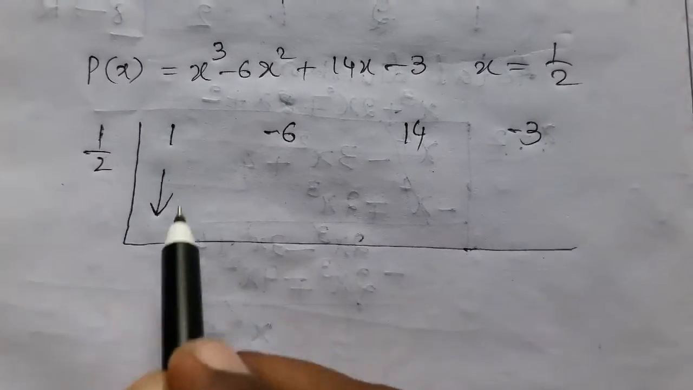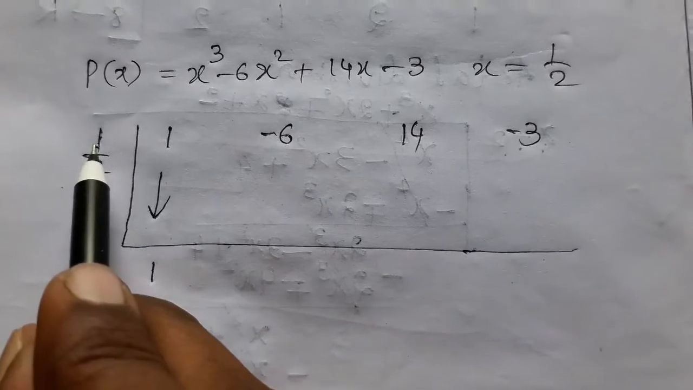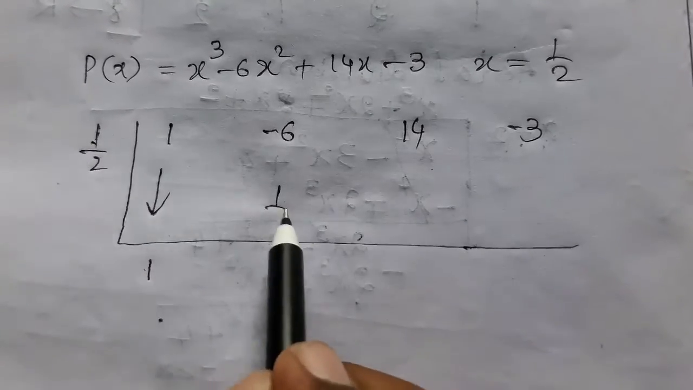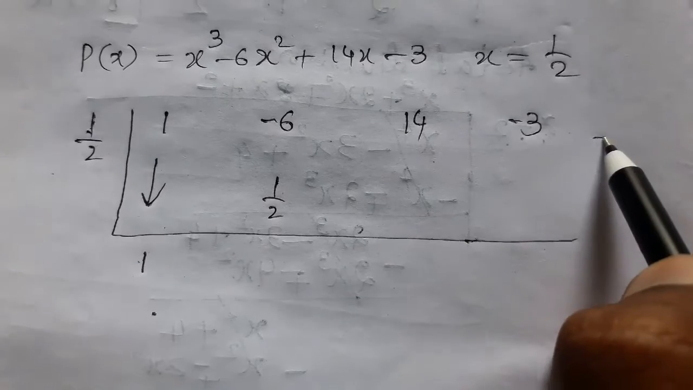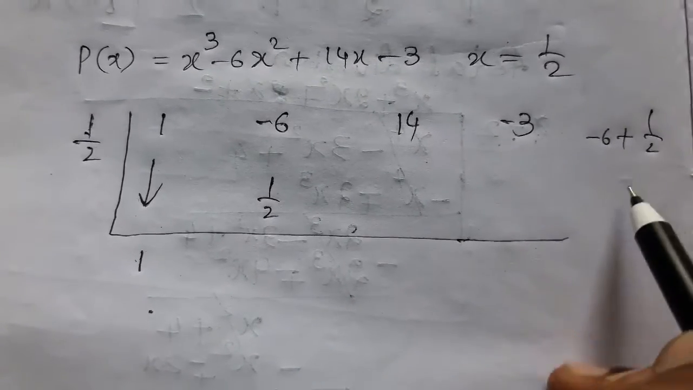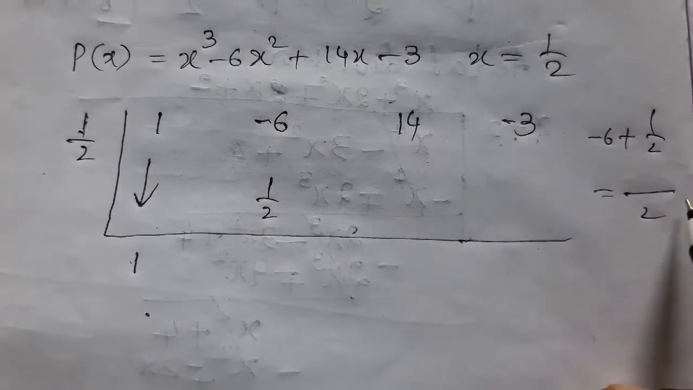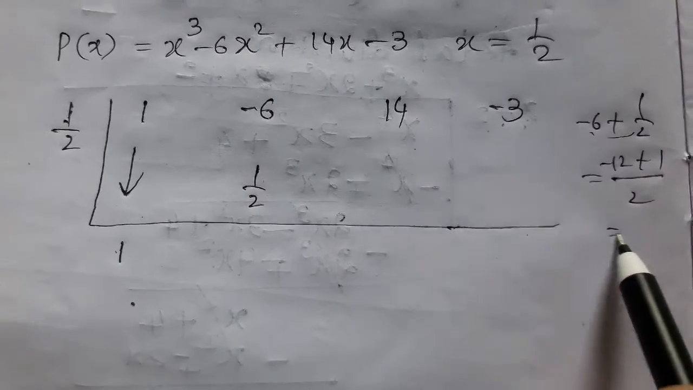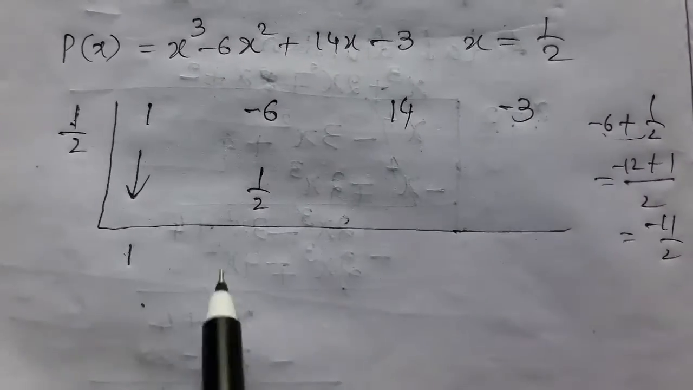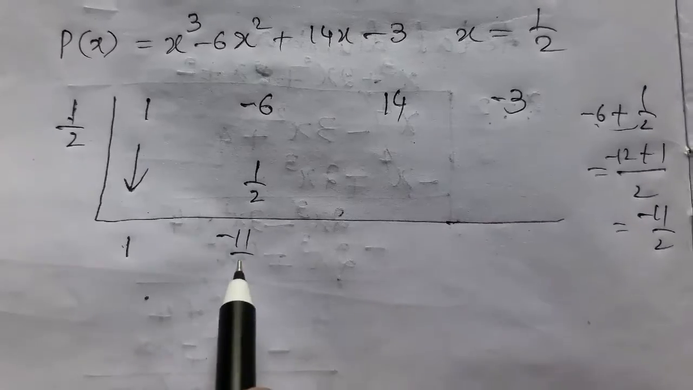Bring down this 1 as it is, that becomes 1. 1 by 2 into 1 becomes 1 by 2 here. See here, minus 6 plus 1 by 2, that means 2 is the LCM, 2 sixes are 12, that means minus 12 plus 1, that becomes minus 11 by 2. So here is minus 11 by 2.